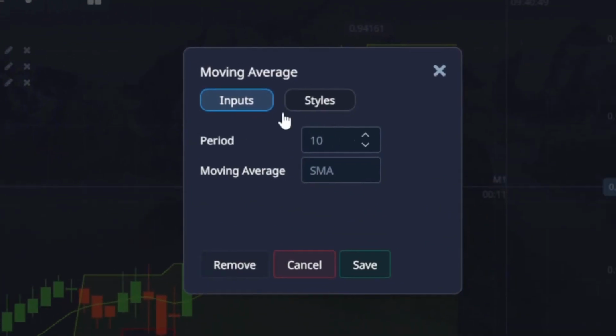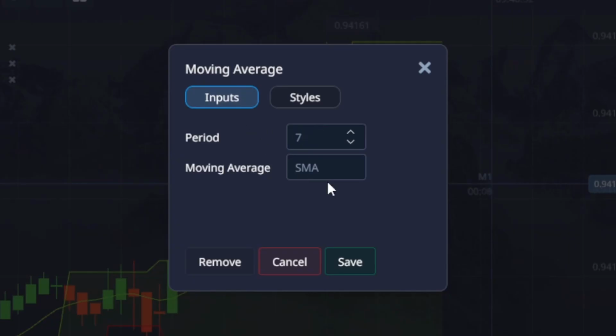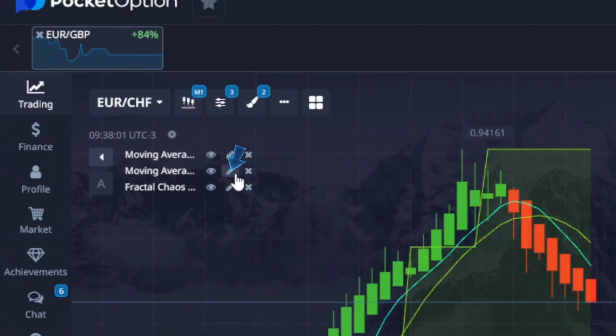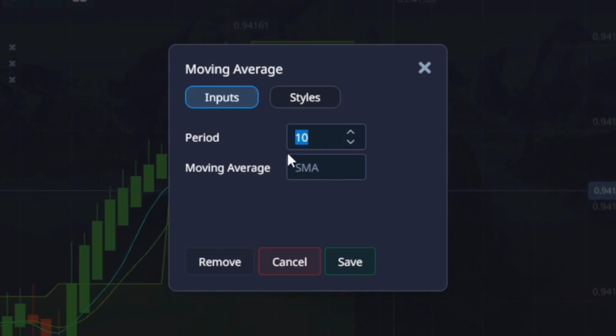The first moving average, we're gonna use 7 periods, simple moving average. Okay, the color is up to you. The other one, we're gonna use 20 periods. Okay, and EMA for that one.